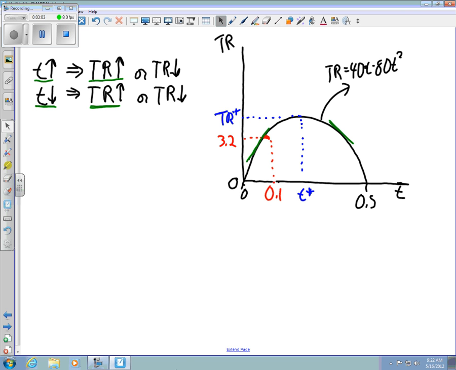What is the value of T star, little t star, and therefore, what should we do with our tax rates to increase revenue?